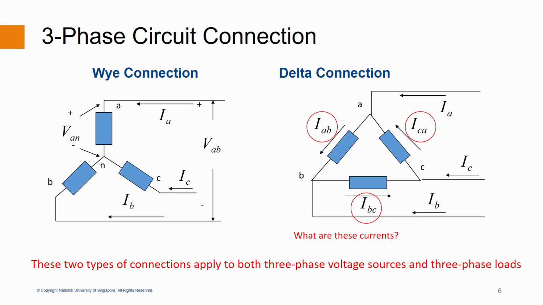Here it is evident from looking at the circuit that the line voltage VCA is the same as the phase voltage, which is also VCA. But we do not know what is the phase current. Since we can only measure the line currents, we need to find an expression that represents the phase currents with respect to the line currents. These two types of connections apply to both three-phase voltage sources as well as three-phase loads.